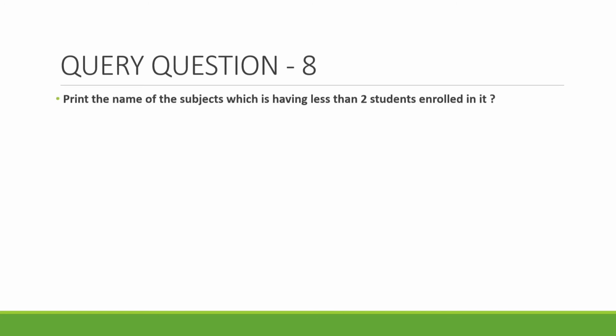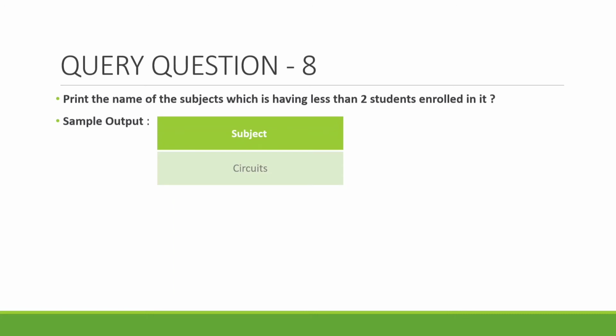Now let's look at the next question. It says that we need to print the name of the subjects which have less than two students enrolled in them, right? Now we need to apply a condition, and first we need to group the table by the subject column because we are making subgroups of subject and then counting the students present in it. Any subject that has two or more students in it, we will just remove that row, and we will only keep the one that has one student enrolled in it. So if I show you the sample output, it says only circuits, because you know that in programming and DBMS, there are two students enrolled in each.